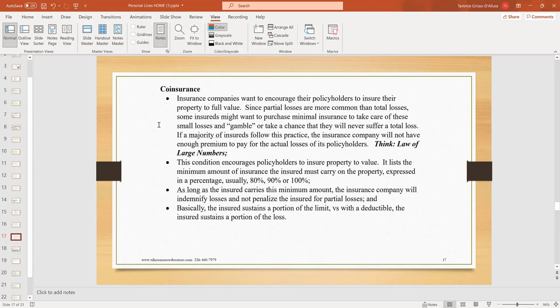Now, as long as the insured carries this minimum amount, whether it's 80, 90, or a required 100%, the insurance company will pay partial losses and will not penalize for them. So basically, the insurer sustains a portion of the limit if they're doing 80 and 90%. With a deductible, the insurer sustains a portion of a loss. I want you to remember that, because that is tested on quite a bit. Basically, the insurer sustains a portion of the limit when it's coinsurance, and a portion of the loss when a deductible is involved.